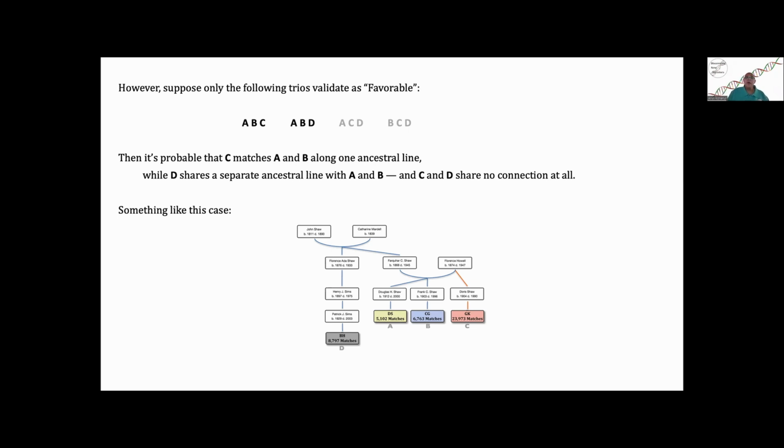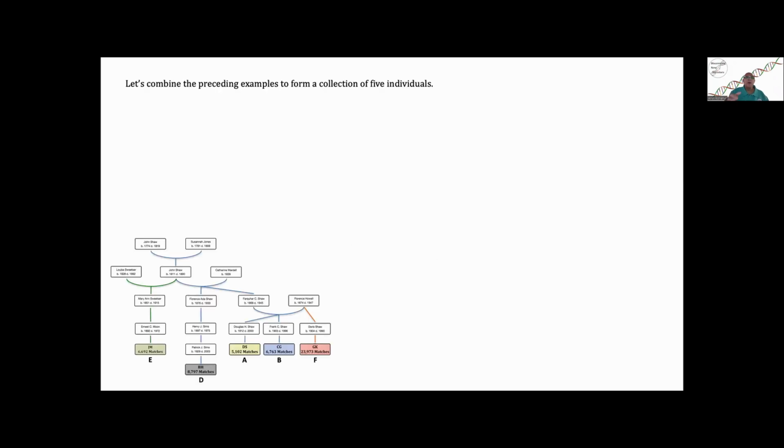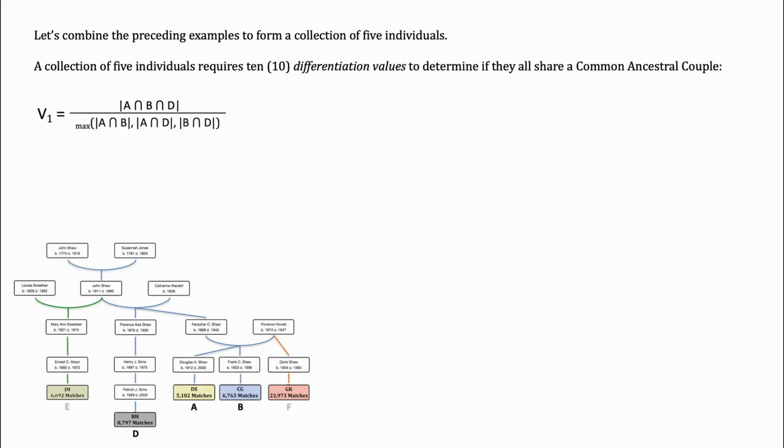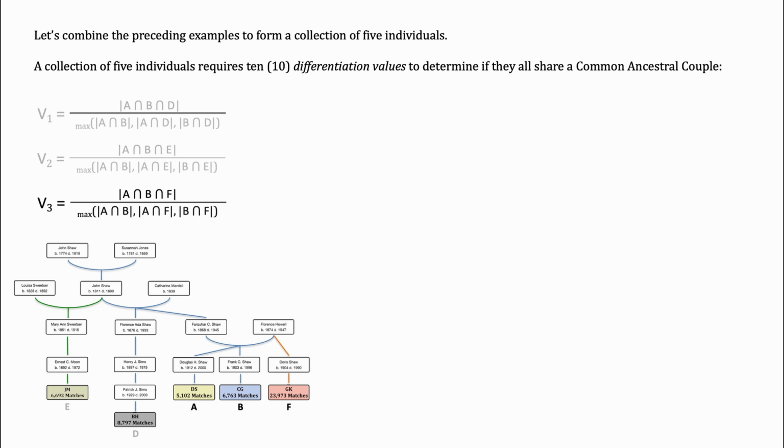If we were to combine these examples to form a collection of five individuals, breaking five individuals into trios would require 10 different differentiation values to determine if they share a common ancestral couple. And so we could look at value 1, which combines A, B, and D. We could look at value 2, which is A, B, and E. Value 3, which is A, B, and F. Value 4, which is A, D, and E.